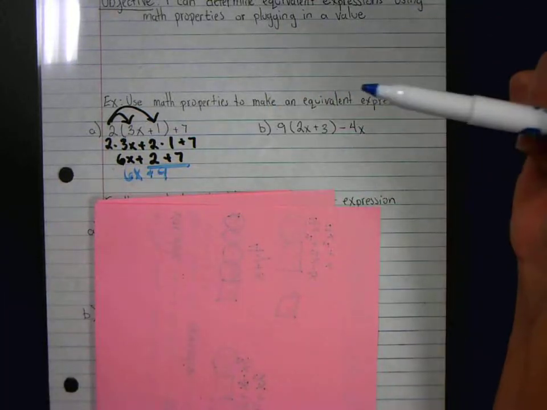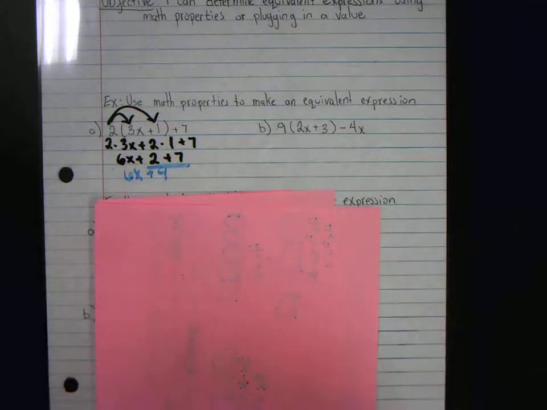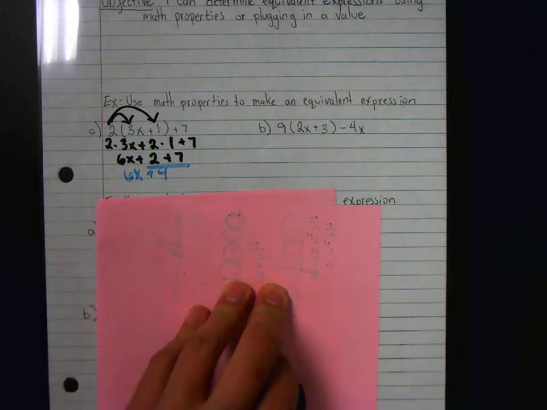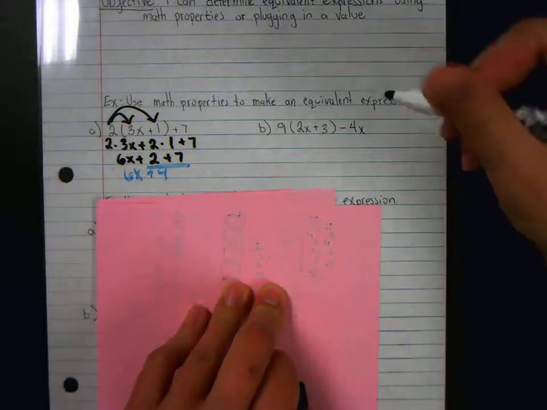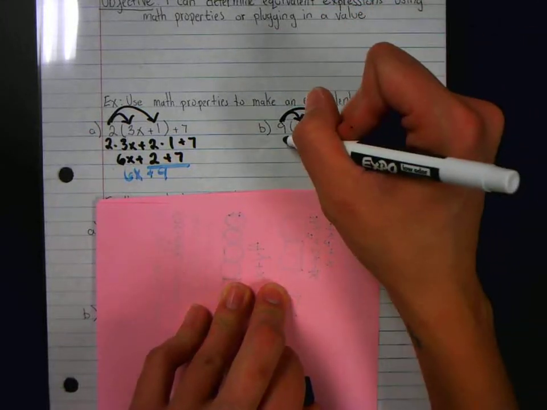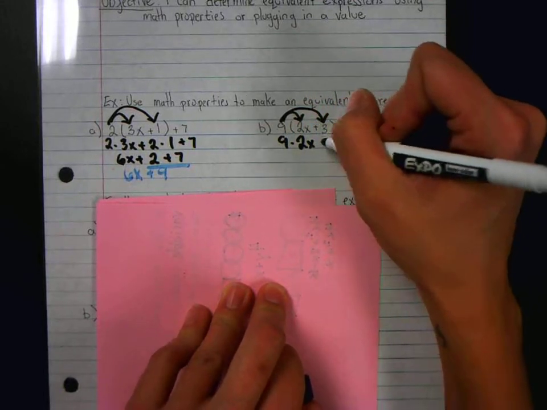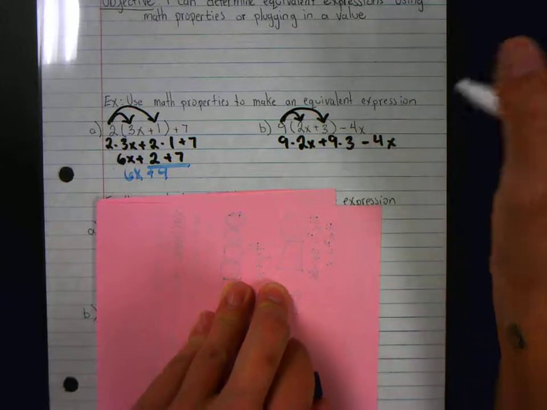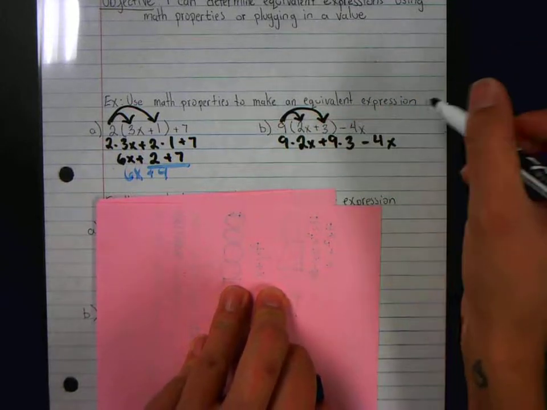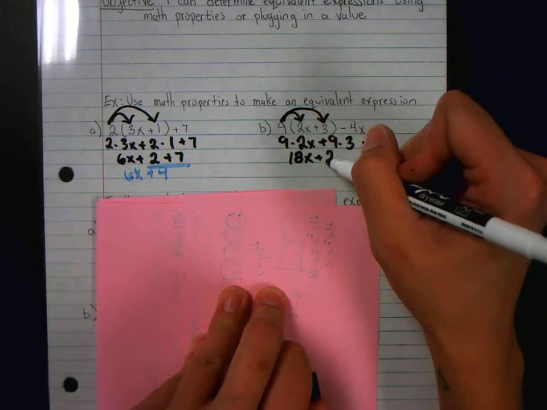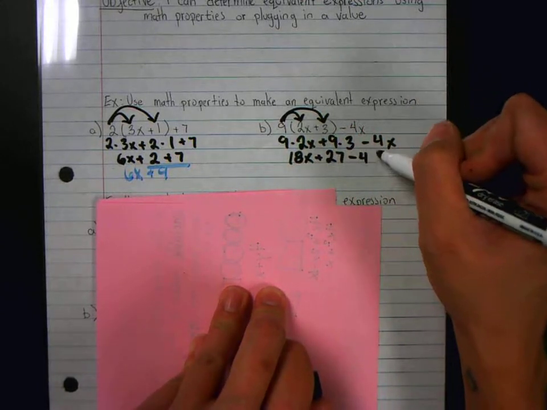All right, B, we've got 9 times 2x plus 3 minus 4x. Again, I can't combine anything on the inside because of that variable, and neither are like terms, so I'm going to use that distributive property to distribute that 9 to each term on the inside. 9 times 2x plus 9 times 3, and then bring that minus 4x along for the ride. So we've got 9 times 2x, which is 18x, plus 9 times 3, which is 27, minus 4x.